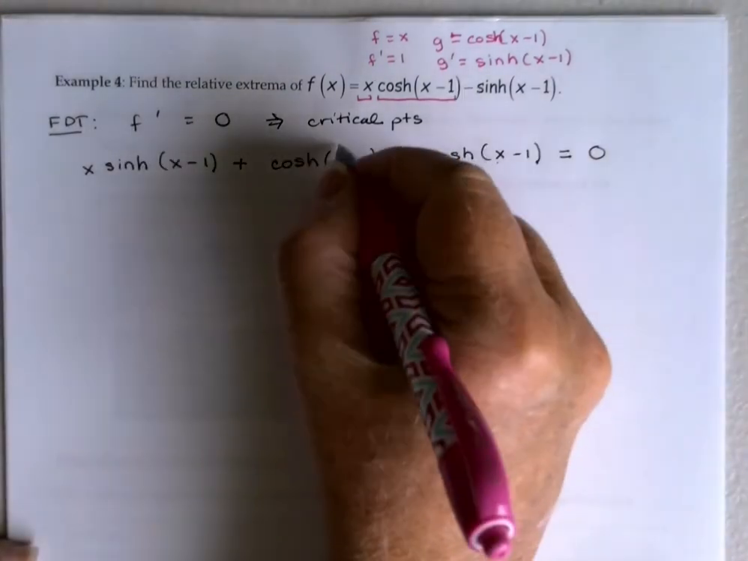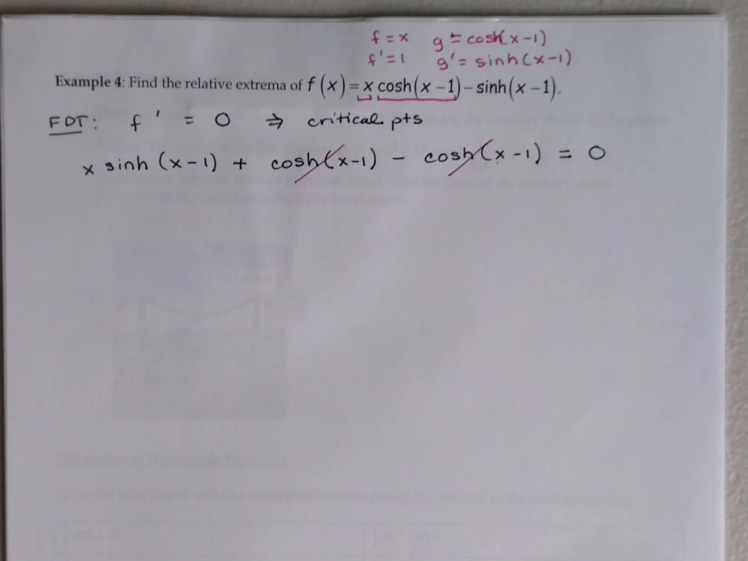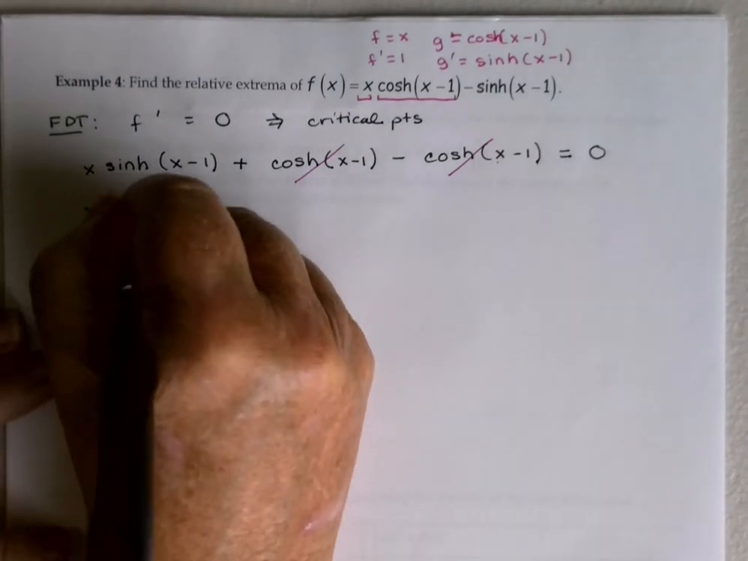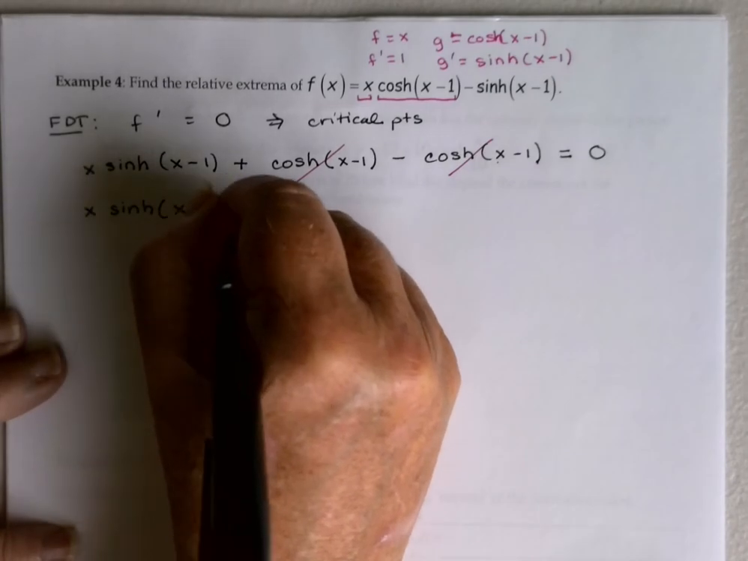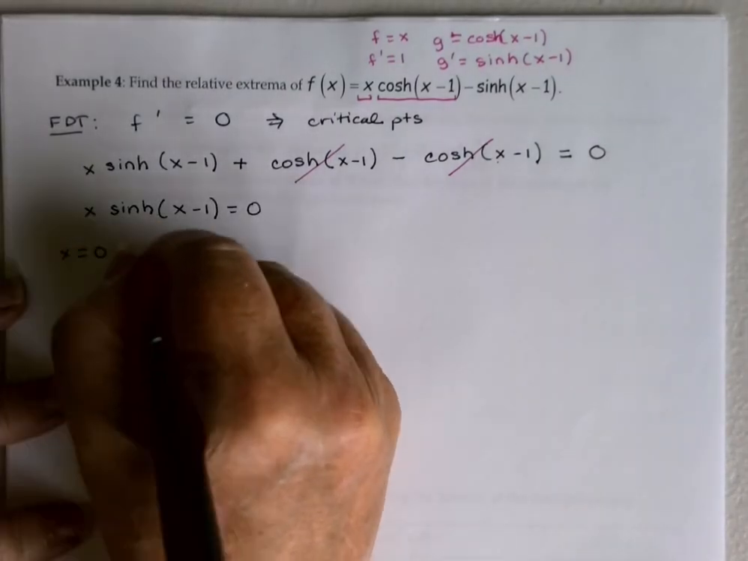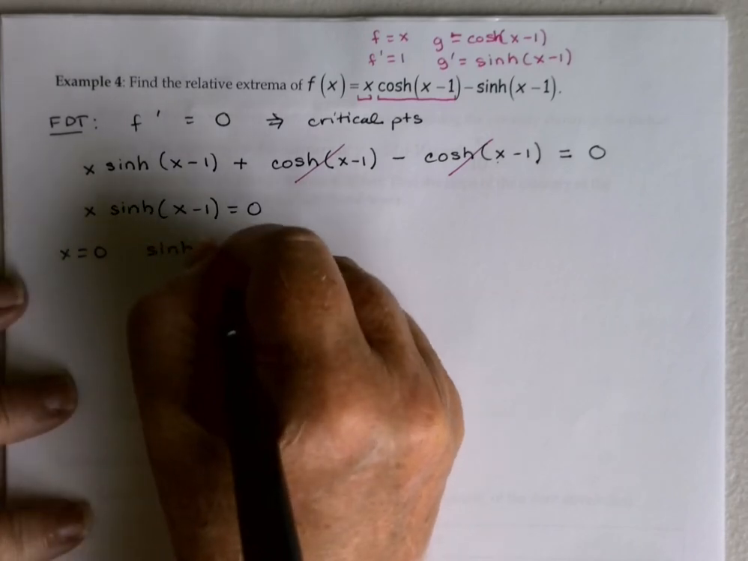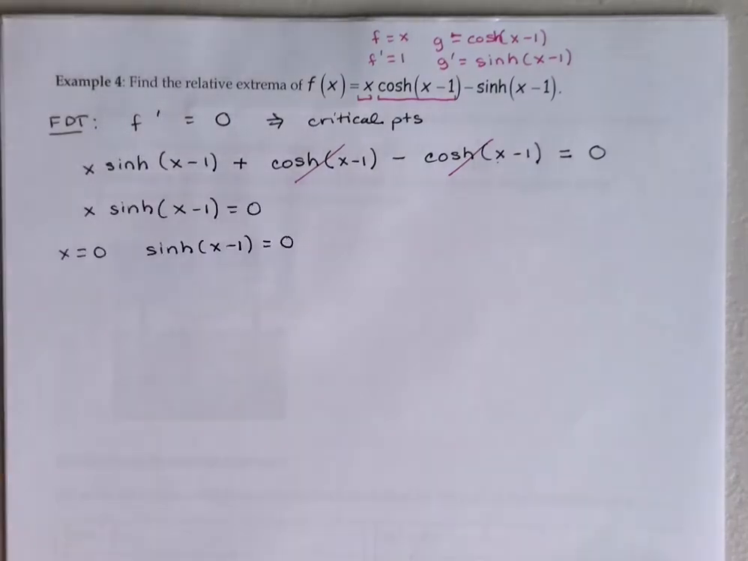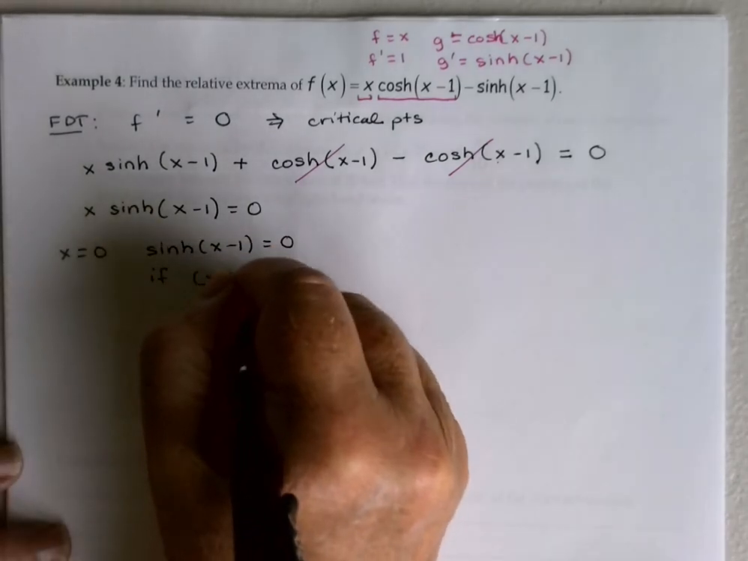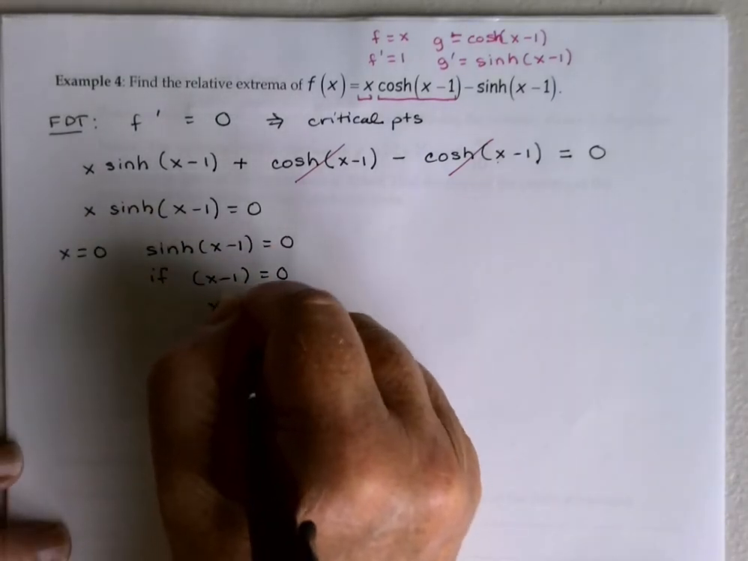This was very helpful, the fact that the hyperbolic cosines add up to 0, so those are gone. And so I just end up with x sinh(x minus 1) equals 0. So either x equals 0 or the hyperbolic sine of x minus 1 equals 0. You may remember we saw before that the hyperbolic sine of 0 is 0, one of the very first problems we did. So this is going to be true if x minus 1 is 0, or in other words, if x is 1.